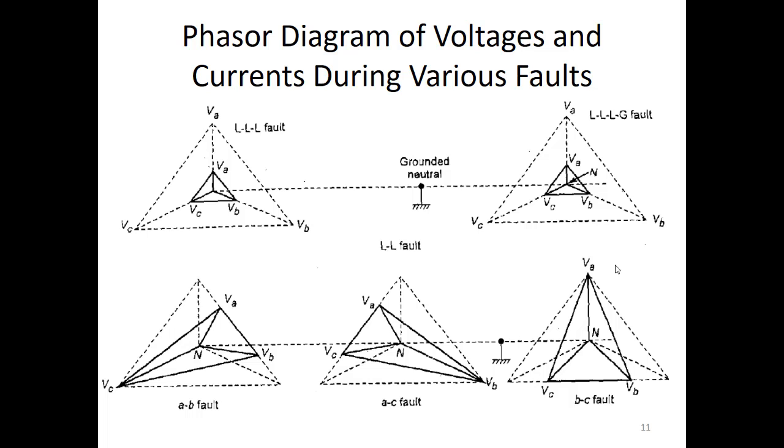So let us first consider the triple L fault, that is the 3-phase fault, right? 3-phase fault means the voltage will drop very drastically in all the 3 phases simultaneously, and it will remain balanced all over during the fault as well. So this is the 3-phase fault without involving the ground. Similarly, if we involve the ground, that is the 3-phase to ground fault.